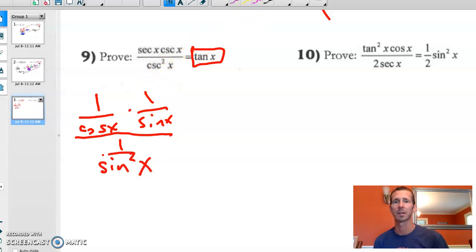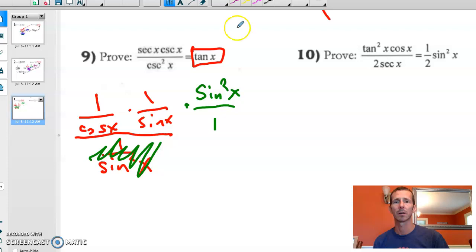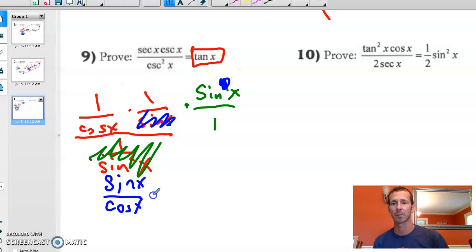Again, all reciprocal identities. Now, dividing by a fraction is the same as multiplying by its reciprocal. The reciprocal of 1 over sine squared is sine squared x over 1. So I've taken care of that. And now moving along, this sine x on the bottom can cancel with one of these up top. That's just sine x times sine x. So one of them gets canceled, one is left. So I now have a sine x on top and a cosine x on bottom. And that, my friends, is equal to tangent of x.